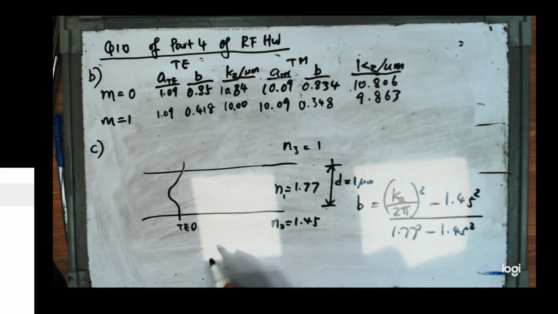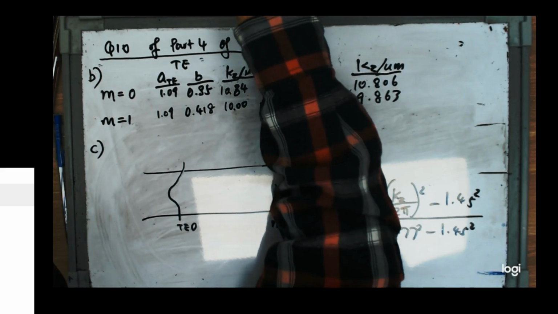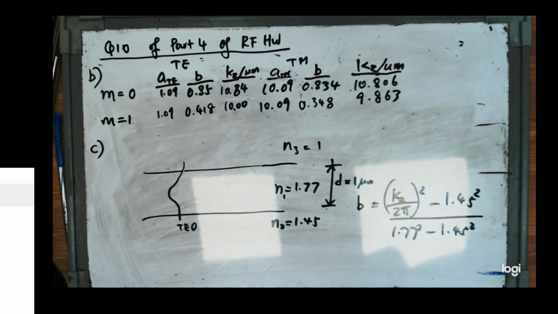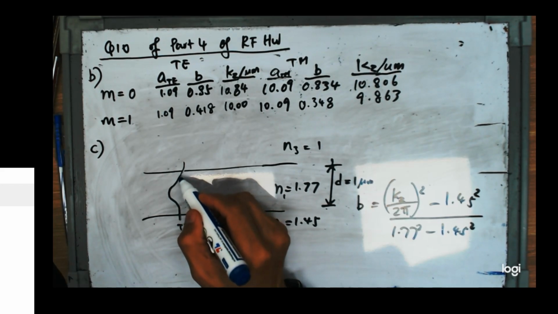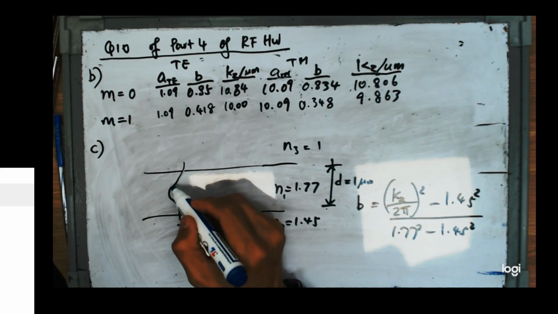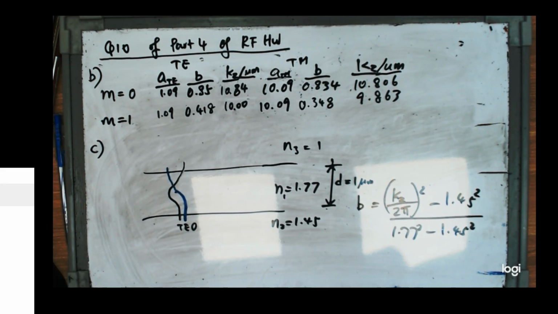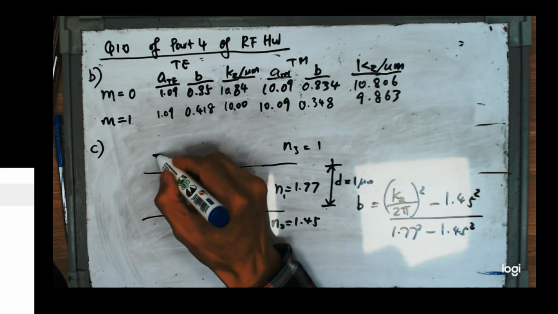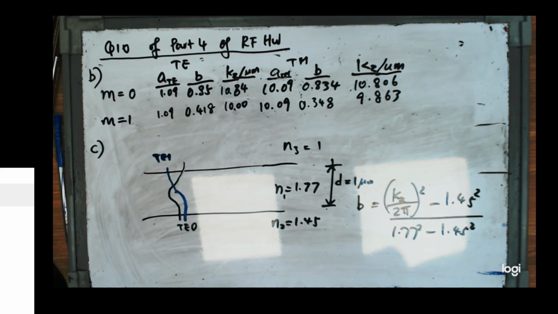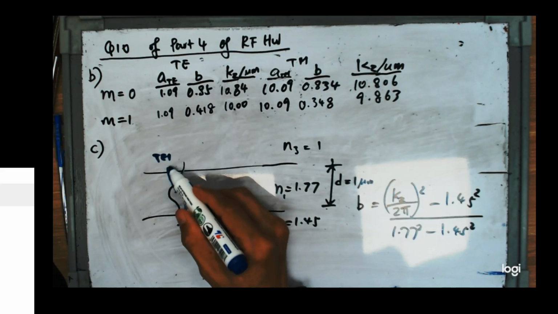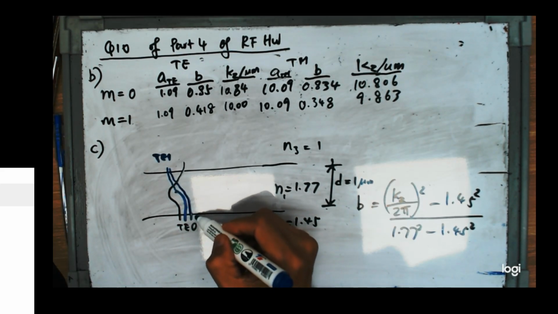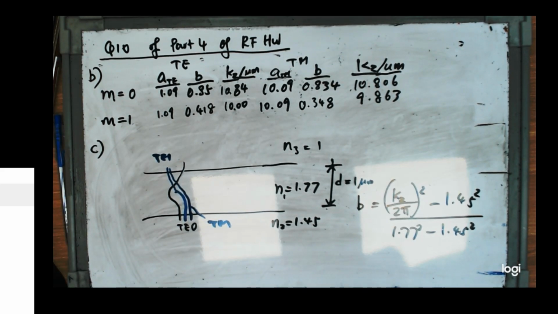Now TE1 should be asymmetric. So I would say it can be, yeah, this will be like this. So this is TE1, and TM, which should be something similar. This is TM. So I think the question is done.